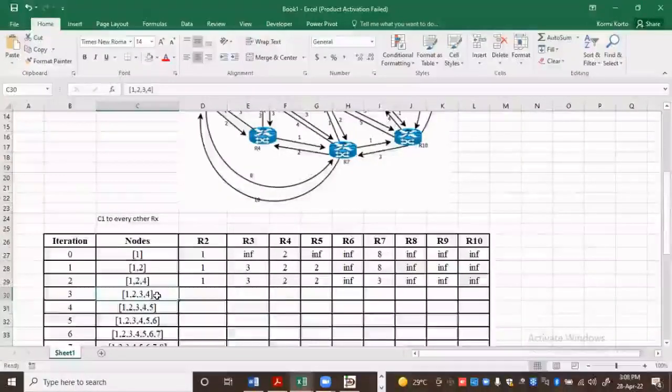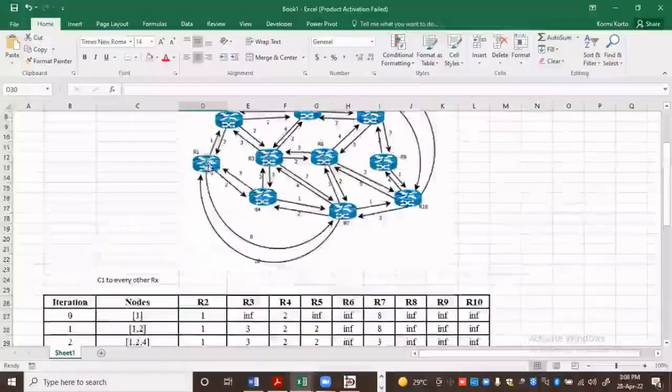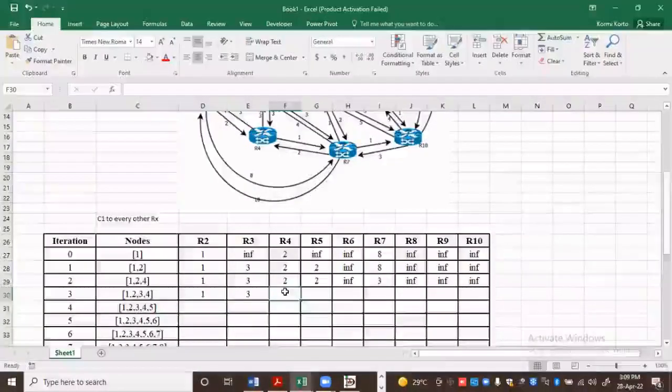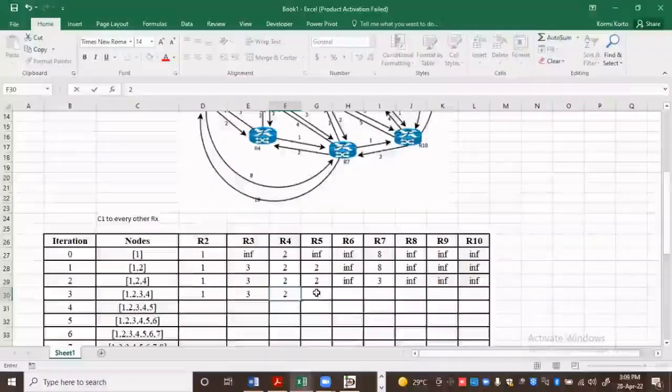Great. So 1 was to router 1. To move packets to router 2, it will still be 1. To router 3, it will still be 3. Sorry, 3. To router 4, it will still be 2. 2 is still the least cost. To 5 is still 2.